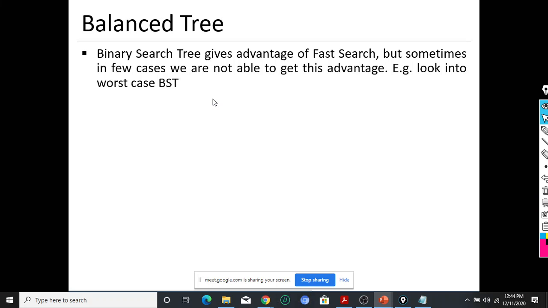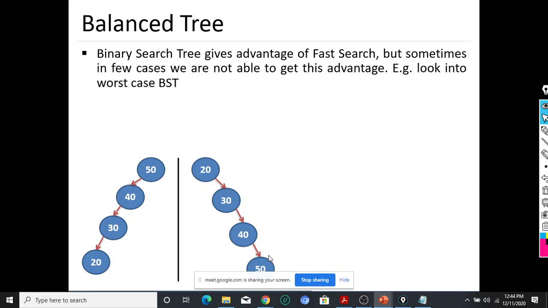So first, binary search gives the advantage of fast search, but sometimes in a few cases we are not able to get this advantage, because we have seen that the height of the binary search tree is sometimes maximum, what is the height, it is n. Okay, so we are not getting the advantage for searching. So for example this one. Similarly this one, so the height of the tree is maximum, yes or no? I have discussed this so many times.